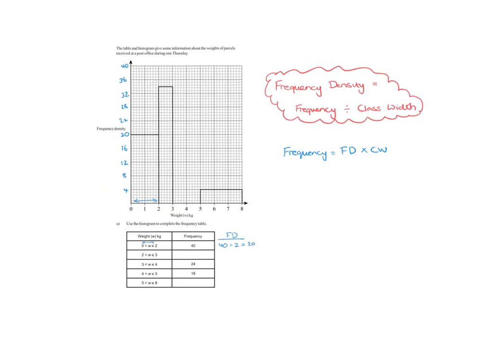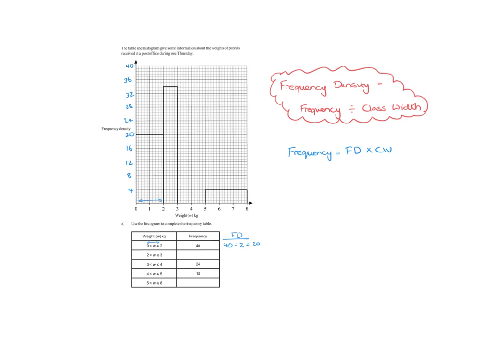Now what I'm going to do is calculate the frequency densities for the two frequencies that I've got in my table. So for between 3 and 4, I've got 24 divided by 1. So this is going to be equal to 24. And for the next one, I've got 18 divided by 1. So this is going to be 18. So I can now draw these bars. So between 3 and 4, I need a height of 24. So I'm going to draw that.